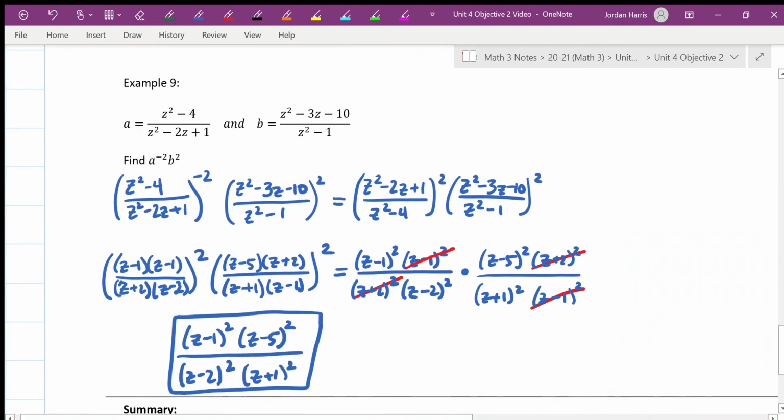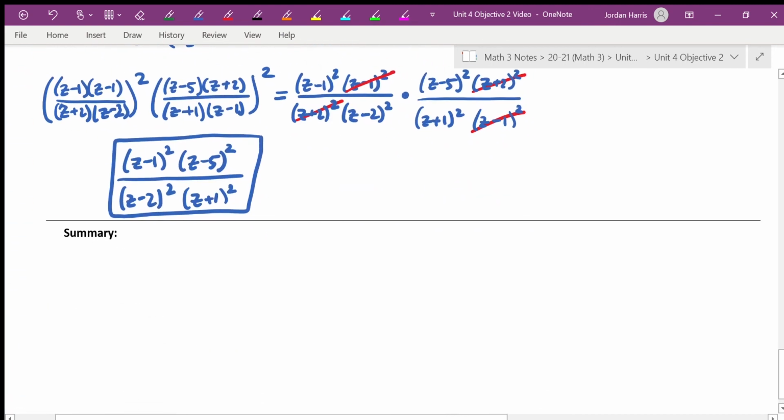So that's by far the most complicated problem. Okay. So you have your 3-sentence summary to write.